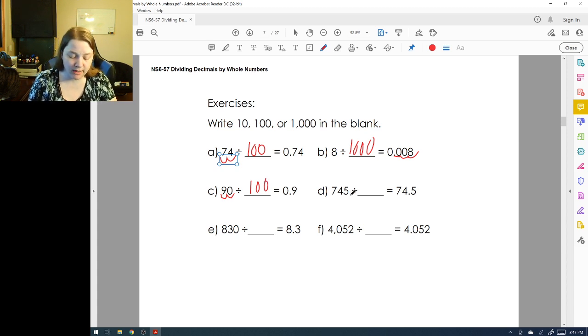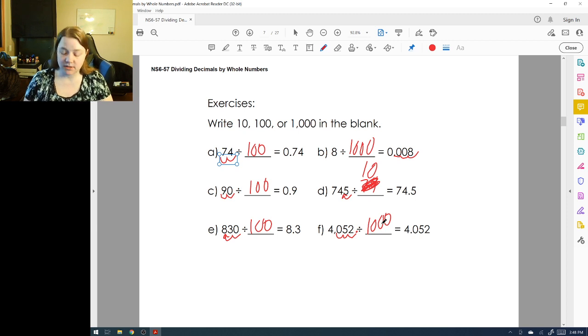745 to 74.5. That's the decimal moving 1 time, so that's going to be 74. Nope, just kidding. That's going to be divided by 10. 830 divided by something is 8.3. That's that decimal moving 1, 2 spots to the left, which would be divided by 100. This number here, moving the decimal from here to where it's at here, that's 1, 2, 3. That's going to be divided by 1,000.